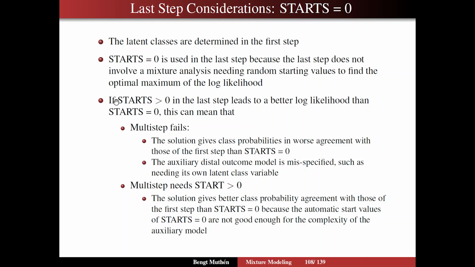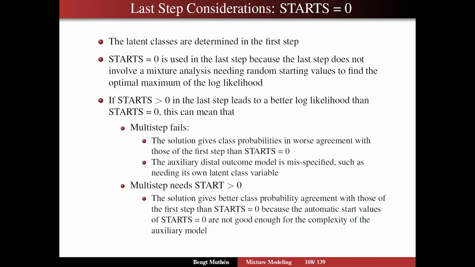But starts greater than 0 may lead to a better log likelihood than starts equals 0. And that can mean then that either the multi-step method fails or that it actually needs starts greater than 0. So it fails when the solution gives class probabilities in worse agreement with those of the first step. And that could be due to the auxiliary distal outcome model, the extra variables in the full model, being misspecified, perhaps because it needs its own latent class variable.